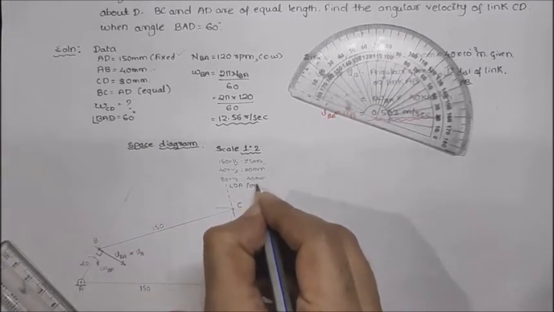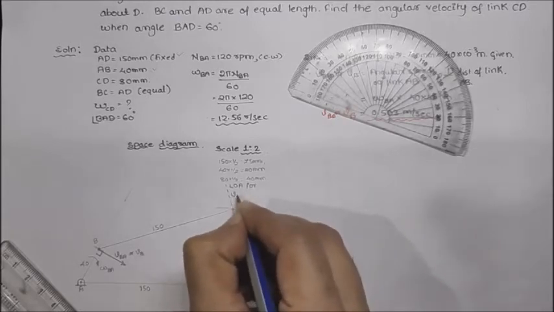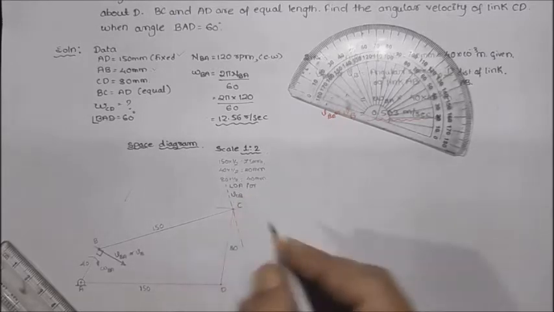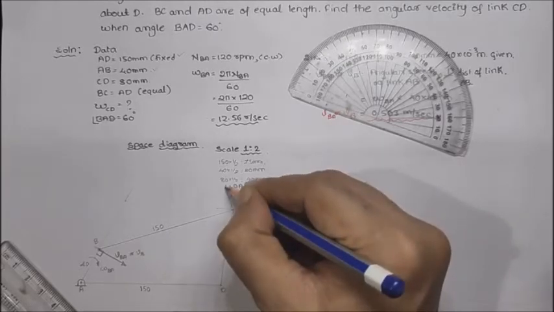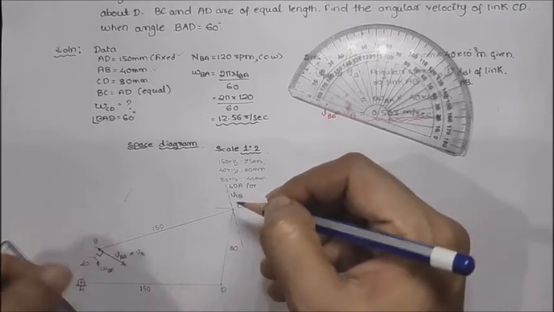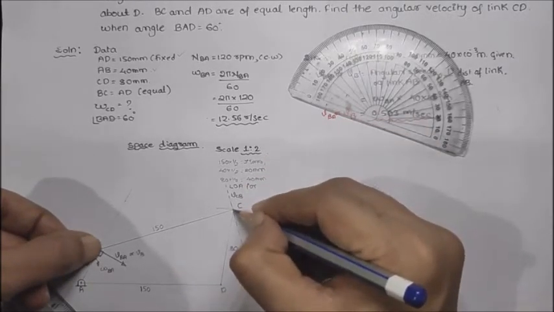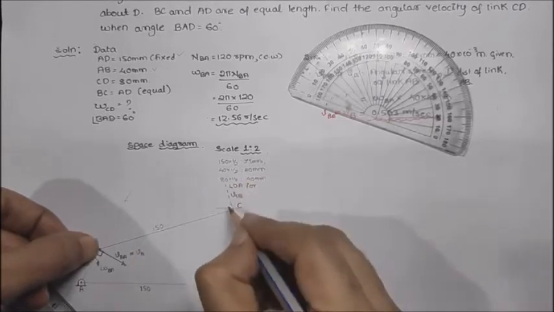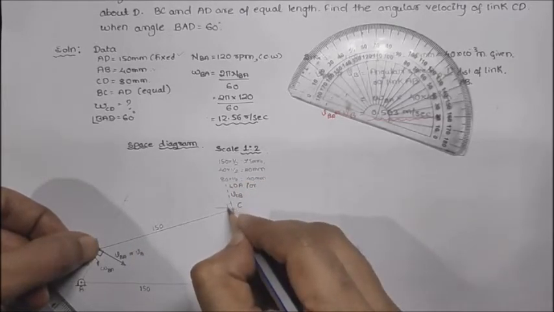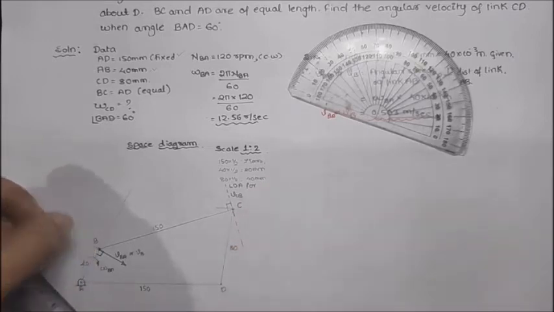for velocity of CB. We don't know whether it is acting upward or downward. So this will be the line of action with respect to B. So velocity of C with respect to B is perpendicular. This will be perpendicular, and it will be perpendicular here also.